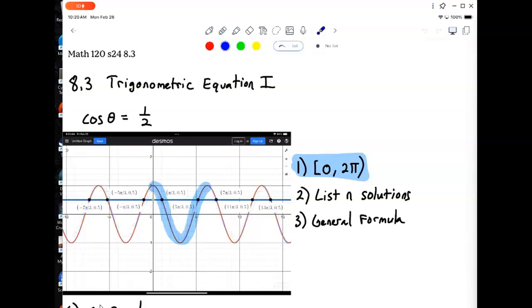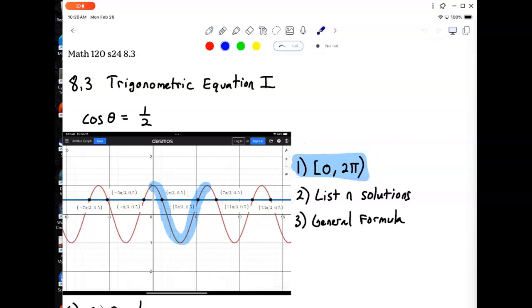So often what we do, instead of looking for all of them, because we would be writing them down a very long time from now, is we very often look for solutions just between 0 and 2 pi, or we're asked to list a certain number of solutions, or sometimes we're asked for the general formula. So if we're going to start from the easiest and move our way upwards.